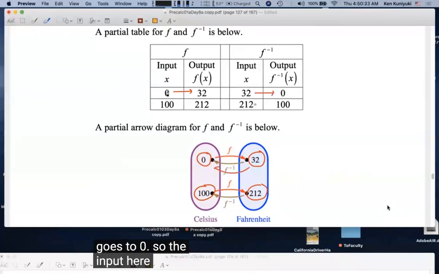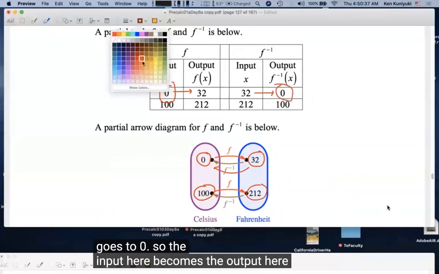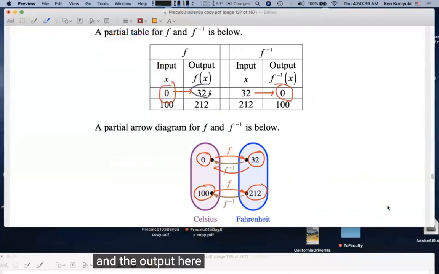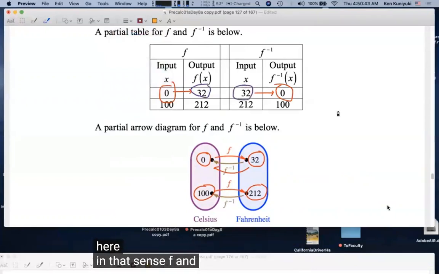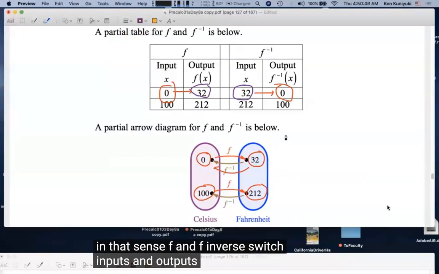So the input here becomes the output here, and the output here becomes the input here. In that sense, F and F inverse switch inputs and outputs.